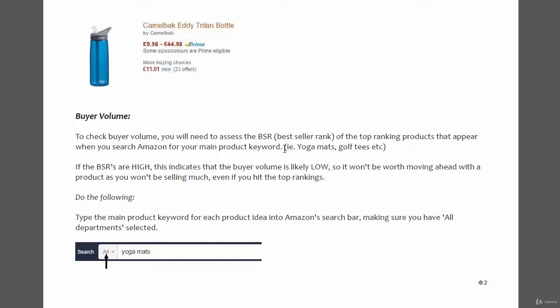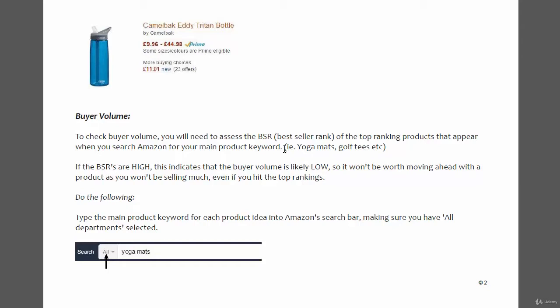So you just need to make sure you've got all of those noted down before you carry on with the additional research. Next, we're going to look at buyer volume, and we can assess buyer volume by looking at the BSR, which is the bestseller rank of the top ranking products that appear when you search for your main product keyword. If the BSRs are high, this indicates that the buyer volume is low, and vice versa. The lower the BSR, the more volume, the more products are being sold on Amazon. That's according to Amazon, that's what they're telling us.